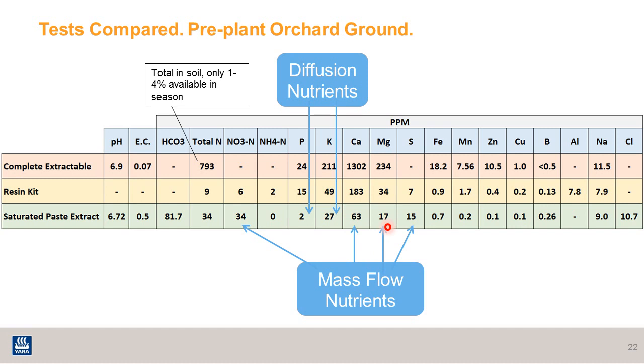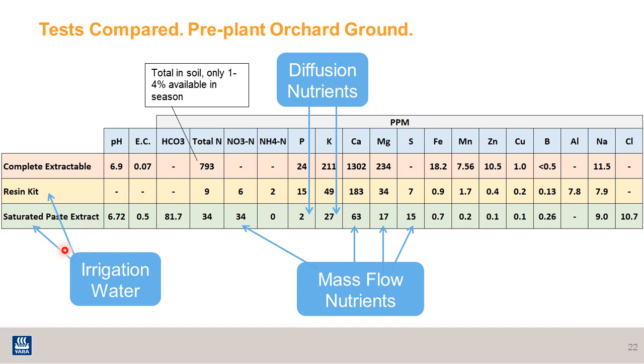Magnesium is a mass flow nutrient, so this is a fairly accurate number of what magnesium is actually available to the plant, not this number here. Then we have the sulfate, that's a mass flow nutrient, and we have the nitrate, that is also a mass flow nutrient. Okay, now, just to point out real quick, these two tests here, I sent the samples in with irrigation water.